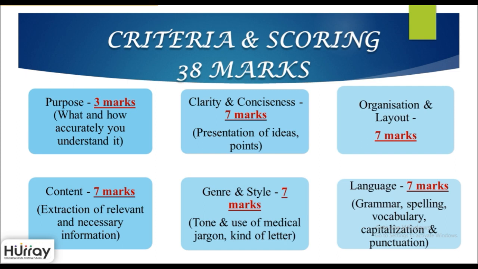The next one is clarity and conciseness, for which 7 marks are allotted. Here you have to present your ideas and all of the points mentioned in the case notes. Next comes organization and layout, for which you are again given 7 marks. This is how you write the structure of the letter and how you present it. The next is content, for which again you are allotted 7 marks. This basically tests your ability to write necessary information and relevant information.